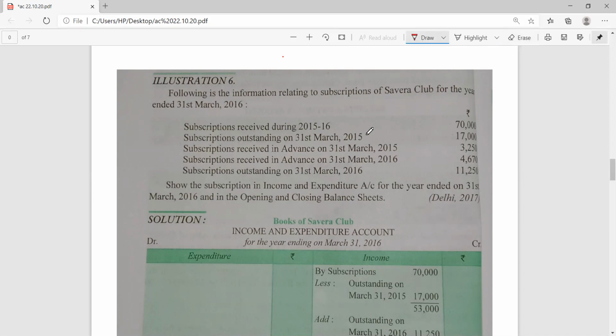It will be shown as your outstanding subscription. It is known as OS. That will be your outstanding subscription. Subscription received in advance is also given on the opening date. It is known as AS.